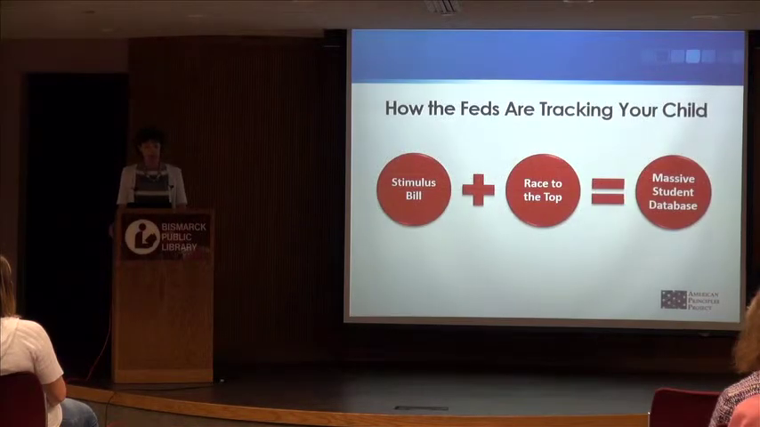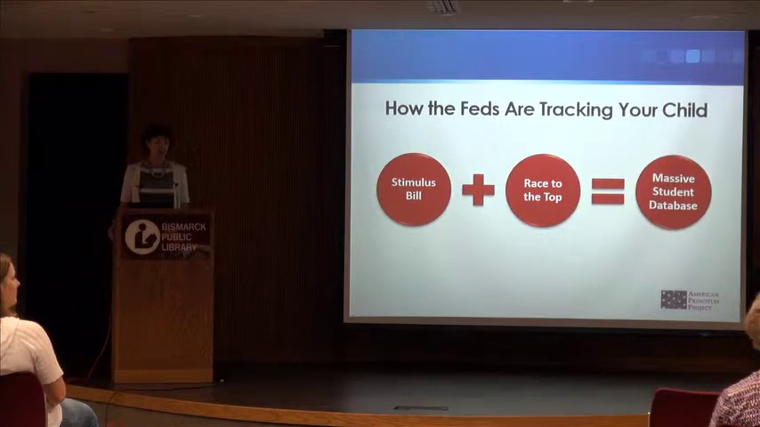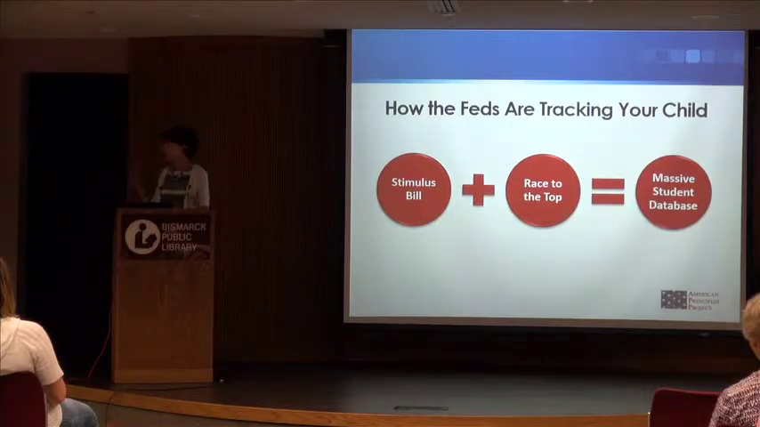All right, so let's talk about something else that's connected. How the federal government is tracking your child. The stimulus bill that we talked about a minute ago had a chunk of money in there for states. It was called a state fiscal stabilization fund, and the states could access that money if they agreed to do certain things. One of the things that they had to agree to do was to create or advance, and most of them had already created it, but to build out their longitudinal student databases, because the federal government wants the states to have all sorts of data on students.